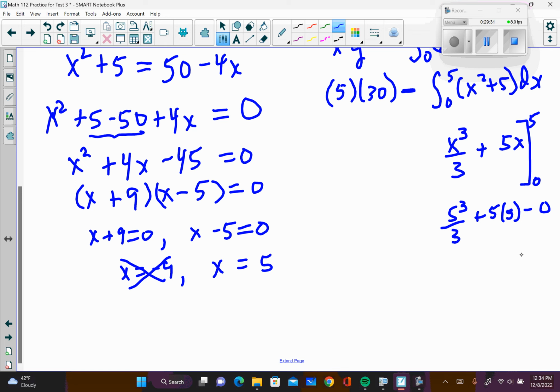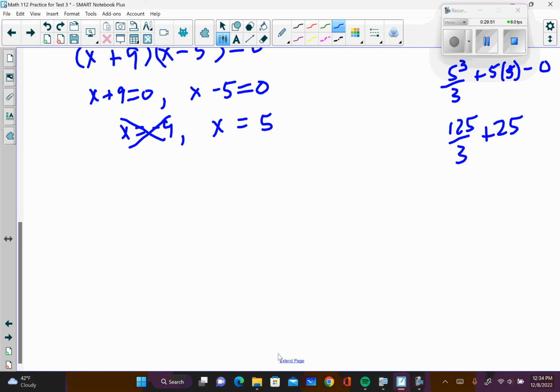And then we have 5 to the third over 3, which is 125 over 3, plus, this is 25 right here. And 25 is the same as 75 over 3. So we have 125 over 3 plus 75 over 3, which is 200 over 3.